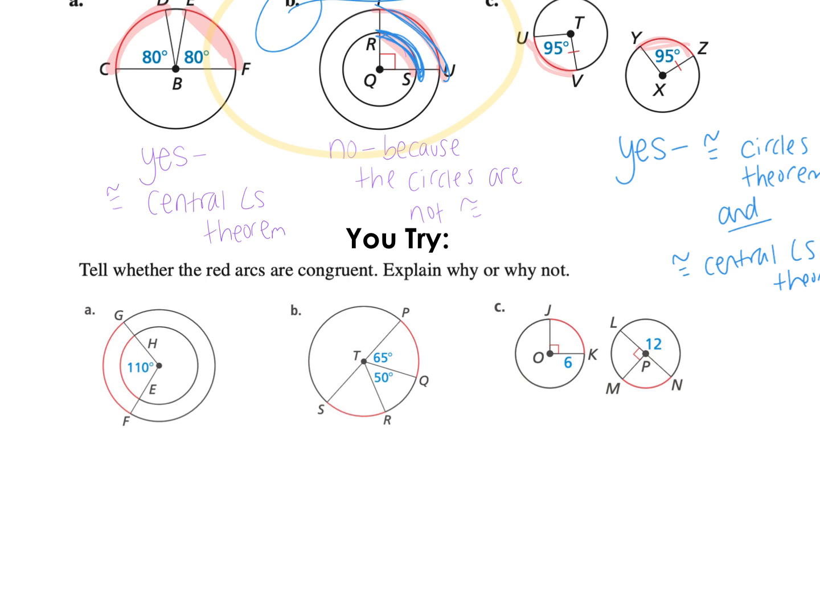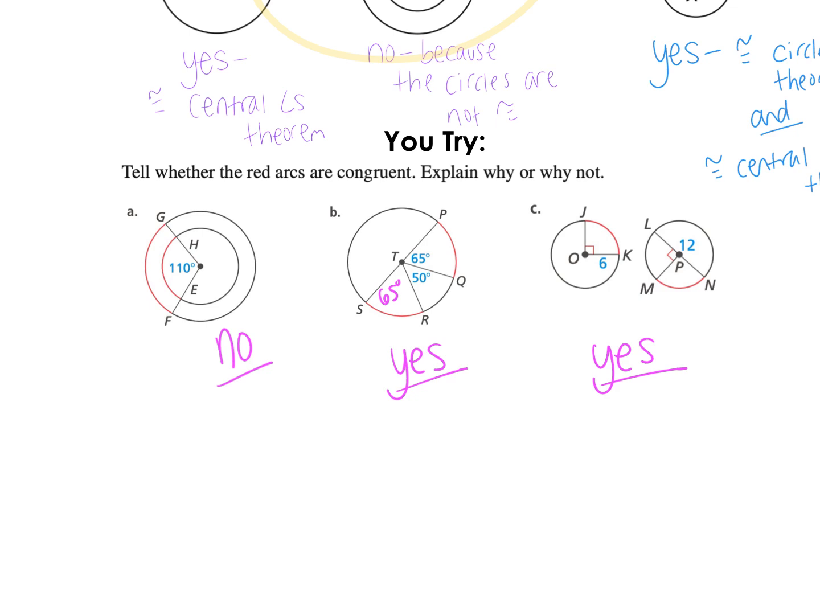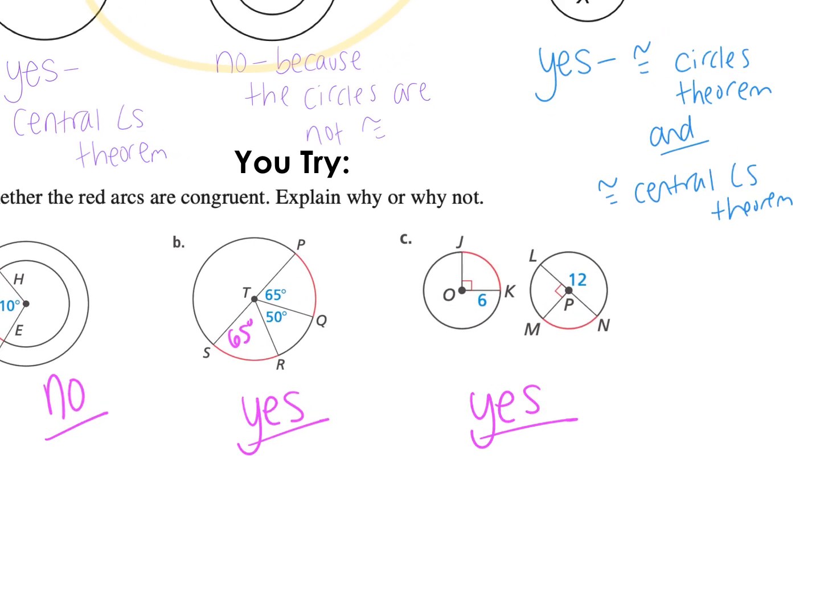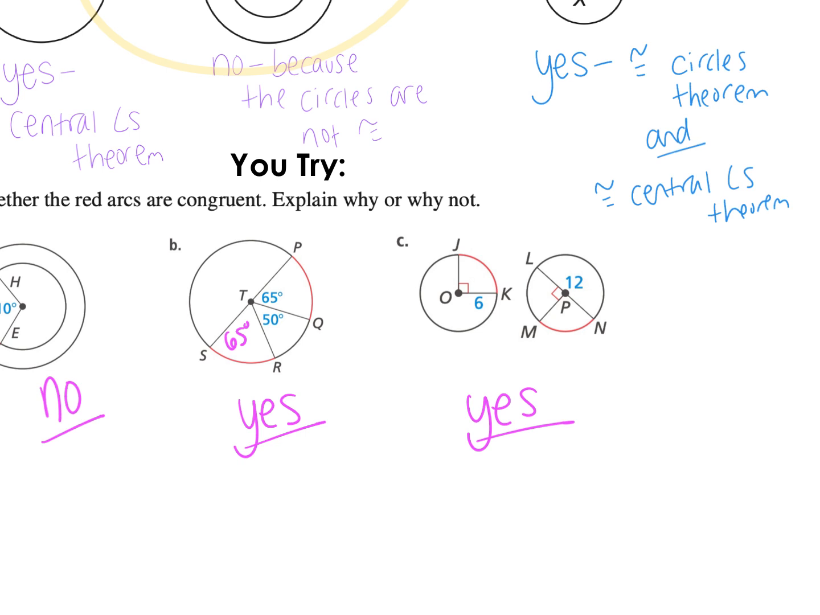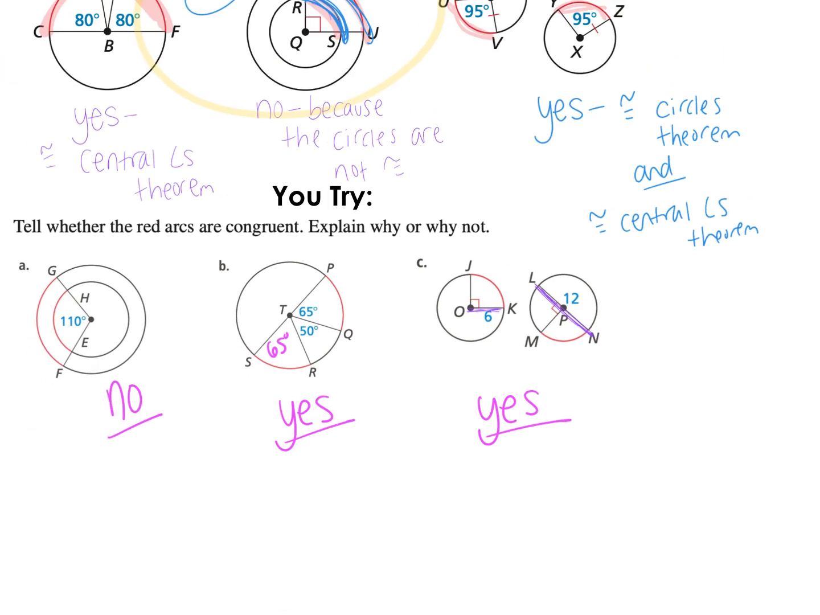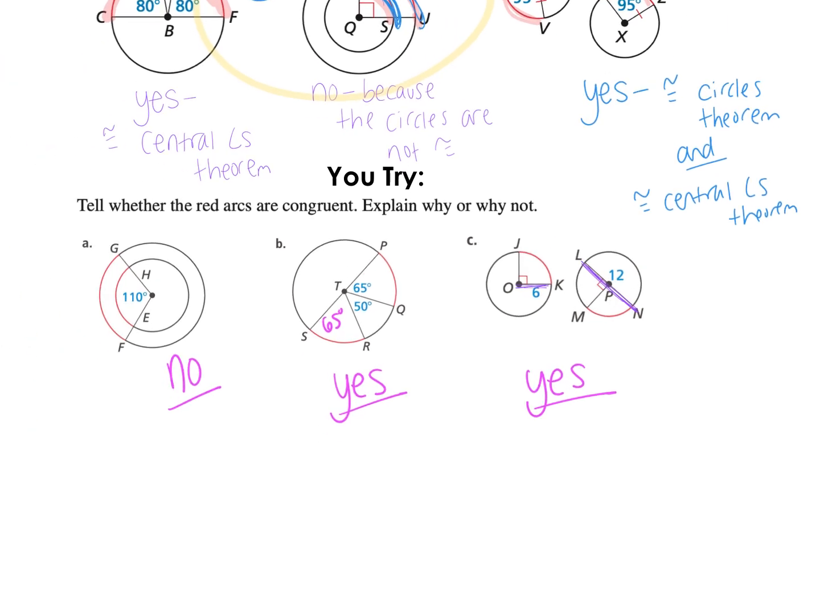So here are the answers to the bottom ones. The first one was no, the circles are not congruent. The second one was yes, both of those angles are 65 degrees. The third one was yes, because those circles are the same size. The first one has a radius of 6. The second one has a diameter of 12, which equates to a radius of 6. So that should have been your answers there.